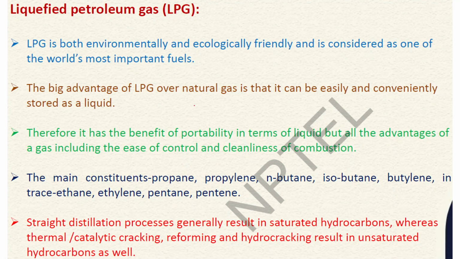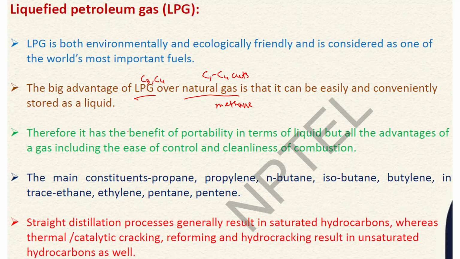The biggest advantage of LPG over natural gas is this: natural gas is C1 to C4 cuts. This natural gas consists of mainly methane, which is a very small molecule, and this LPG is C3 and C4 cuts. This methane has a very low boiling point, due to which it becomes very difficult to liquefy methane gas and store this natural gas compared to LPG.